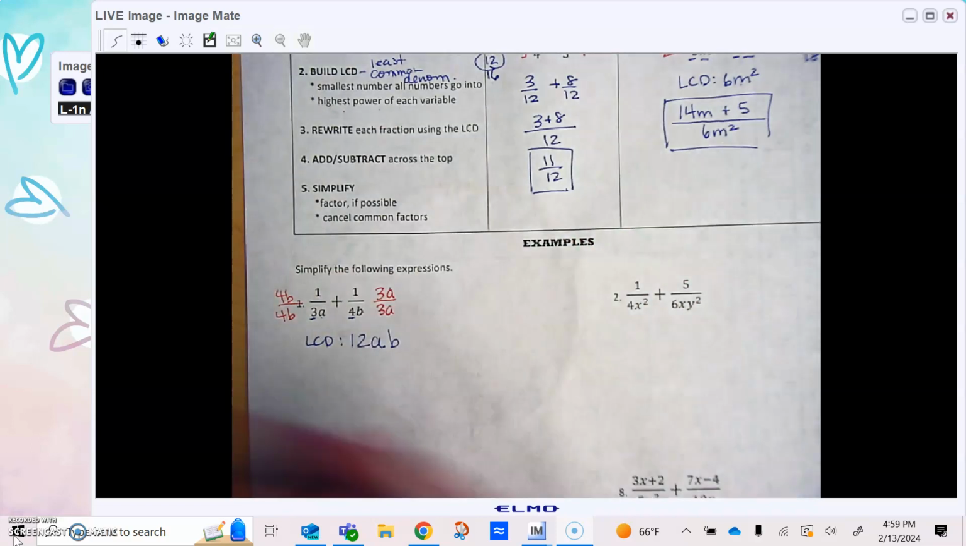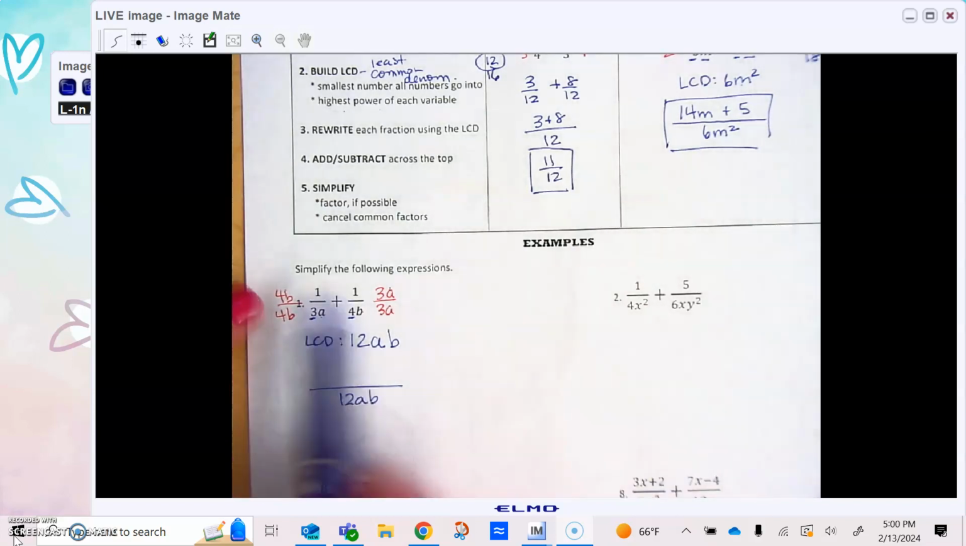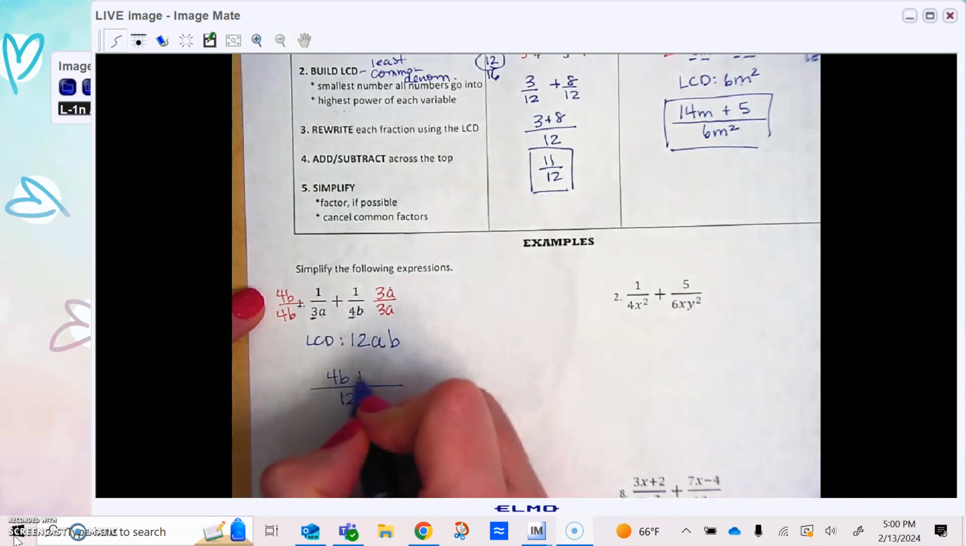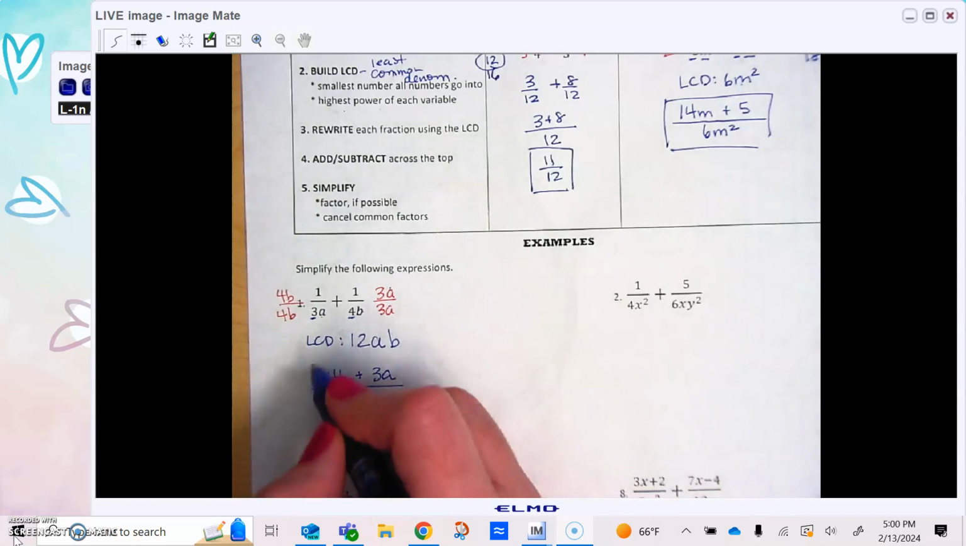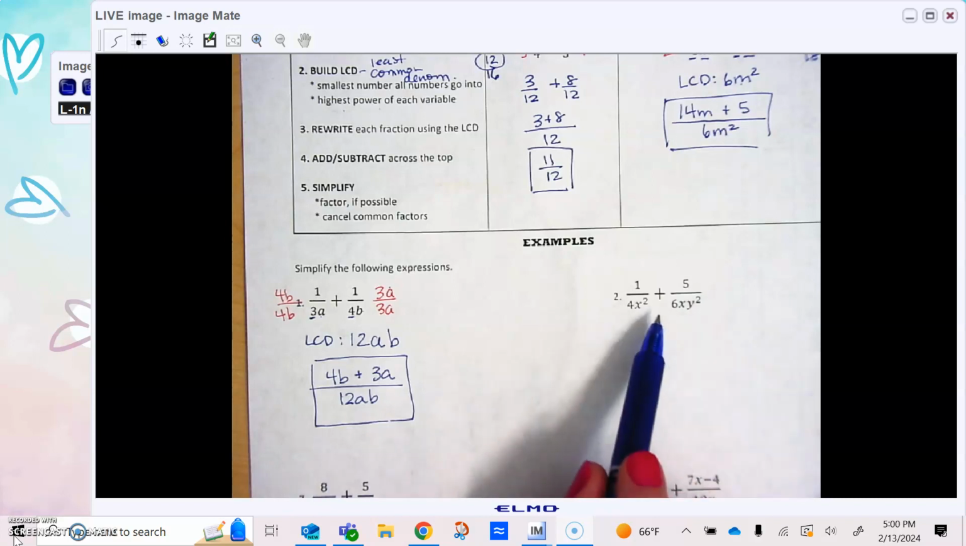So I combine them into one big fraction with the common denominator. And then here I have 4B times 1, which is 4B, plus 1 times 3A, which is 3A. And I can't factor or simplify, so I'm just done. I want you to pause the video and try number 2.